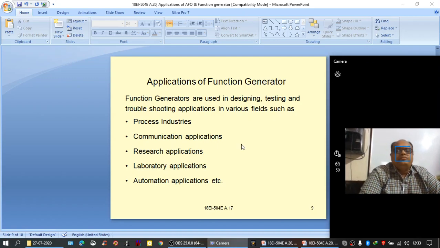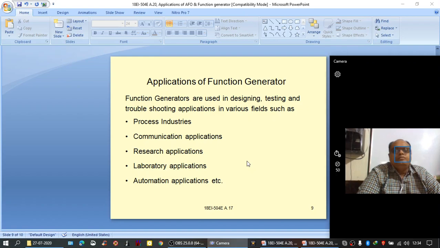Then in communication applications. In communication applications, amplitude modulation, frequency modulation, phase modulation, phase shift keying, and all communication applications need a signal for testing. First, for testing, we use the signal generator. Once the transmission or communication is properly done by that communication port, then only can we use the communication ports in real-time applications.